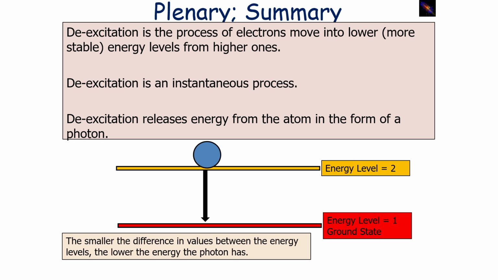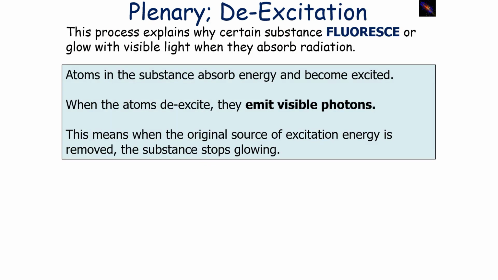The smaller the difference in values between the levels, the lower the energy the photon has. So we can look at this and explain why certain substances fluoresce. Atoms in the substance will absorb energy and become excited. When they de-excite, they emit visible photons. This means when the original source of excitation is removed, the substance will stop glowing.